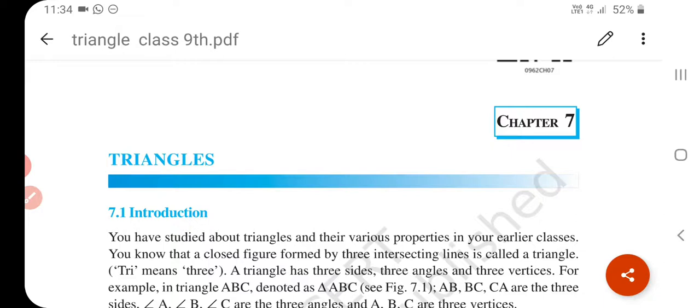According to the three sides and three angles, we have divided triangles into three types based on sides: scalene, isosceles and equilateral. And according to the measure of their angles, we can also divide them into acute angle, obtuse angle and right angle triangles. Now let's revise what a scalene triangle is. A scalene triangle has no sides of equal length.